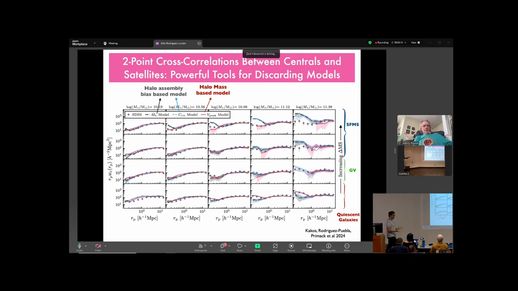And also we tested models that had built-in halo assembly bias. So we used concentration models and accretion models. The concentration was correlated with the specific star formation rate. You can ask me later about the details. But what we see is that models driven by halo assembly bias were not able to reproduce the cross-correlation functions that I'm showing here. Only those models based on halo mass do.